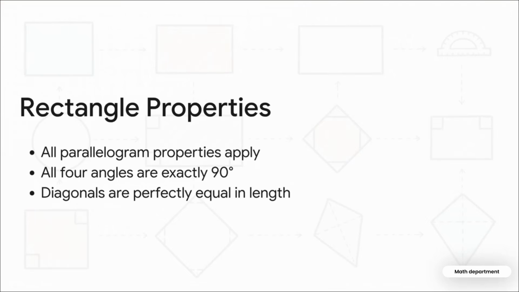rules. The absolutely crucial point here is that because it's a special type of parallelogram, the rectangle automatically inherits all of those base rules, things like opposite sides being equal and parallel. But it adds its own unique features to the mix. That one right angle actually forces all four internal angles to become exactly 90 degrees. Plus, the diagonals, those lines stretching from corner to opposite corner, become perfectly equal in length. So line AC is exactly the same length as line BD.